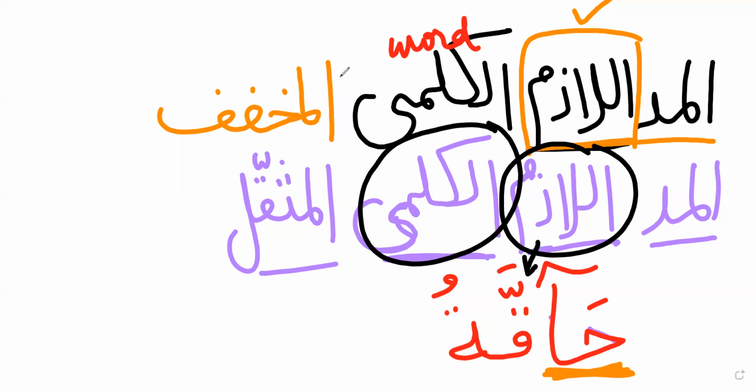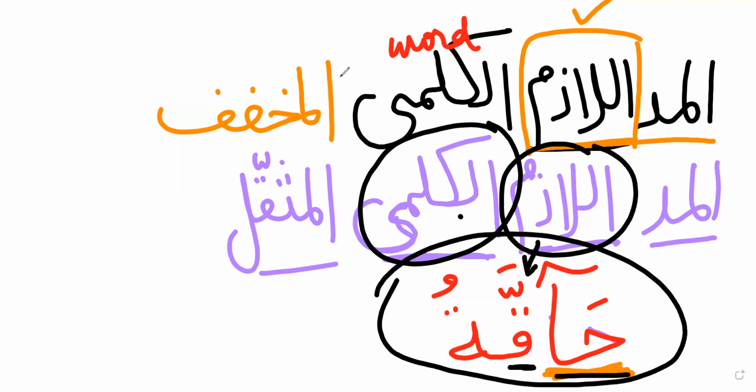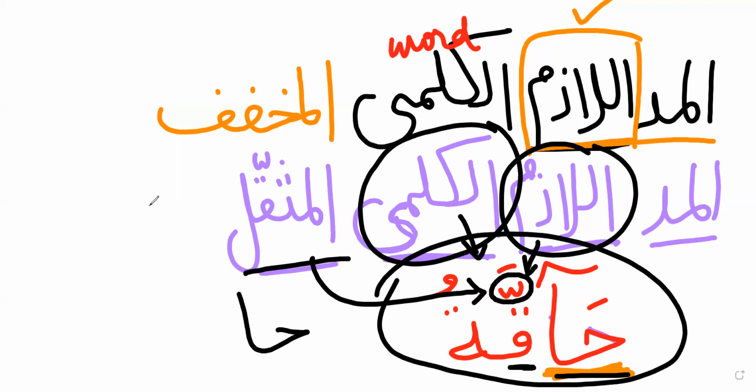Kalimi means that the bestie couple and the sukoon are in the same word. So haqqatu is one word. So this condition is also met. Muthakkal means that the letter which had the sukoon should also be merged with another letter. And this condition is fulfilled by shadda. So we have 2 qafs here. And if I was to open it, it will become ha, oh, plus qahtu.